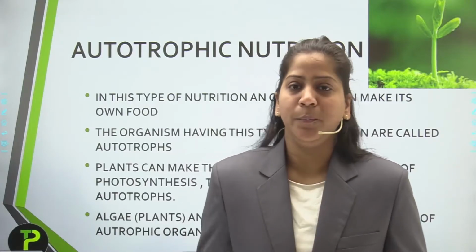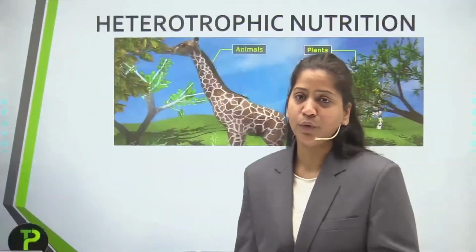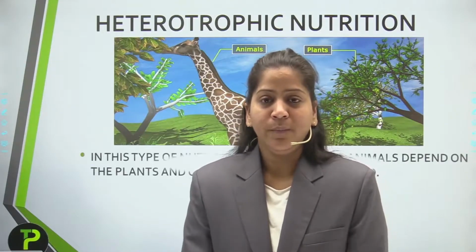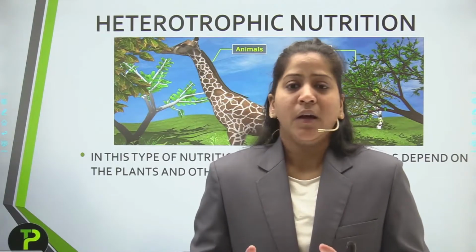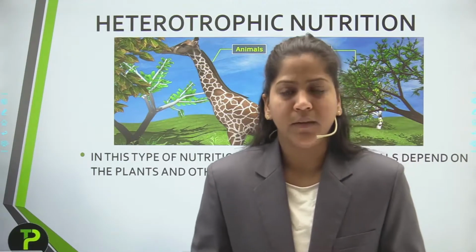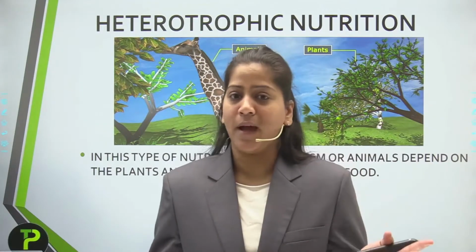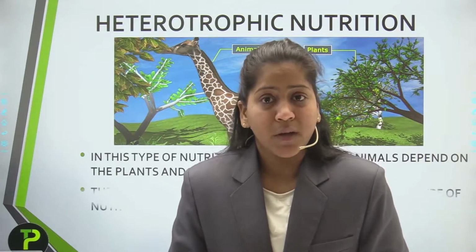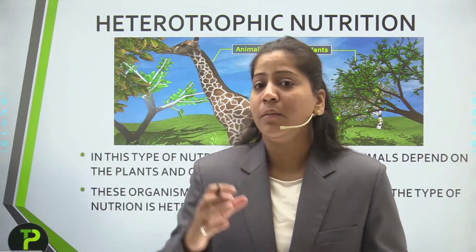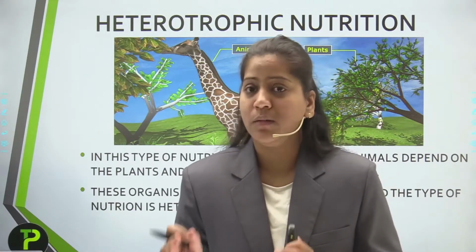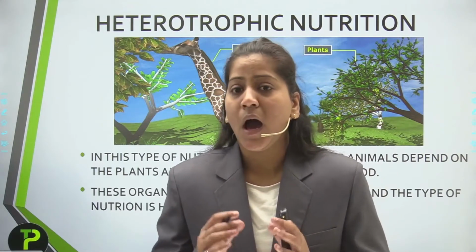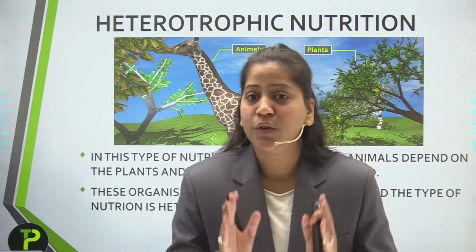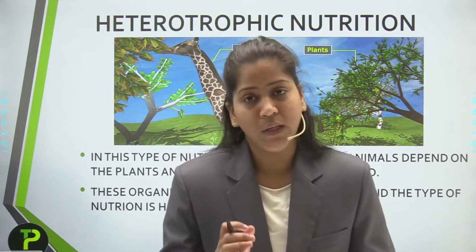Now move towards the next slide, which is heterotrophic nutrition. In this type of nutrition, organisms cannot make their own food but depend on other organisms or plants to get their food and nutrition. The organisms which cannot make their food but depend on other organisms to get food are known as heterotrophic organisms or heterotrophs, and the nutrition is known as heterotrophic nutrition.